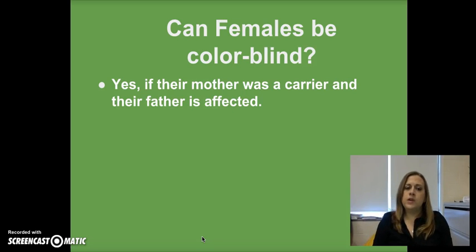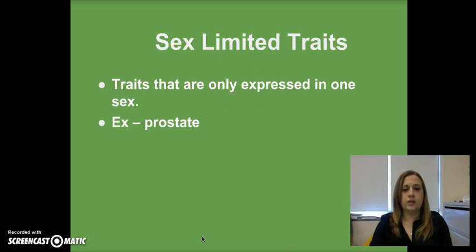So can females be colorblind? Again, we've talked about this a bunch in class. And if their mother was a carrier and their father was affected, then yes, a female could be colorblind, but she has to be able to inherit the traits from both parents.